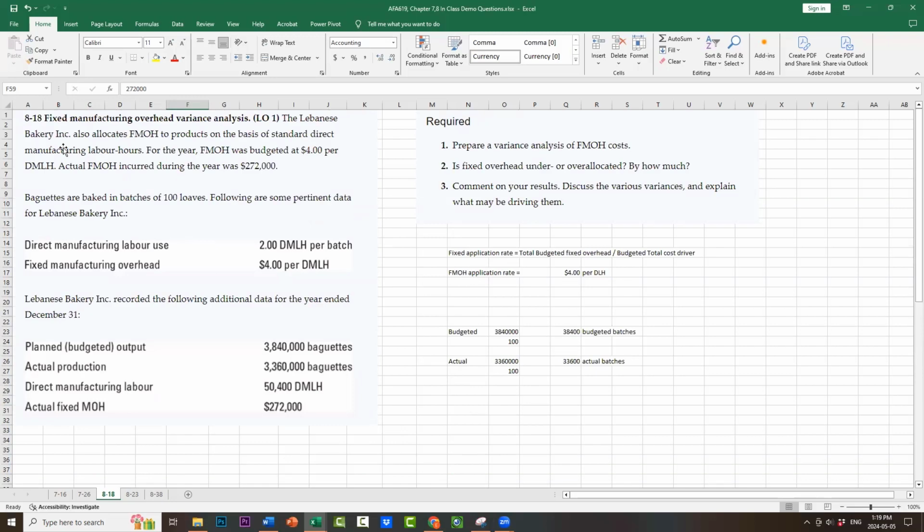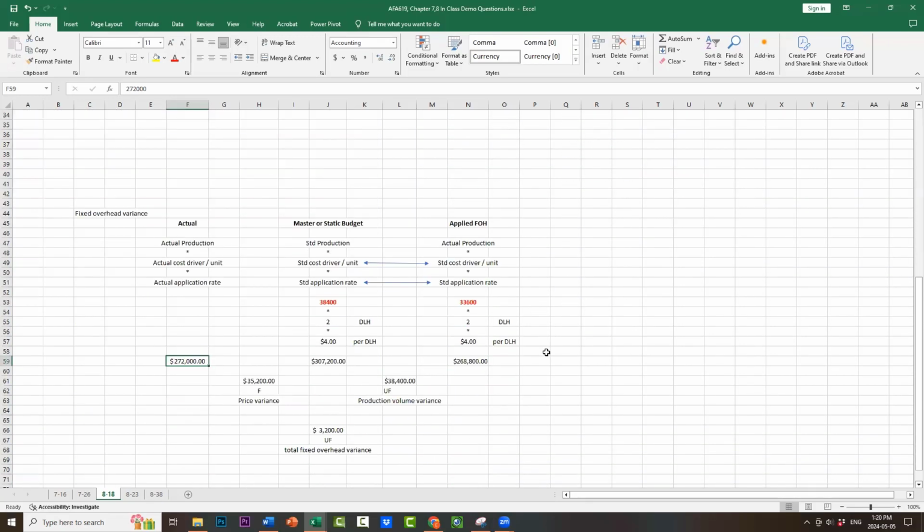That's it for 8-18 fixed manufacturing overhead variance analysis. Remember, we can only use the column approach for the fixed overhead variances.